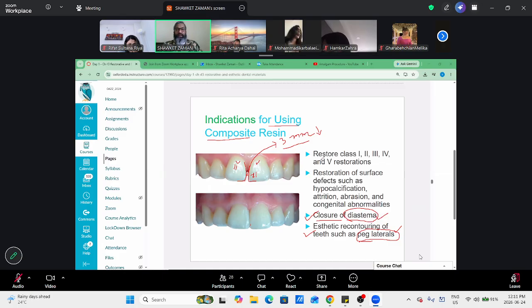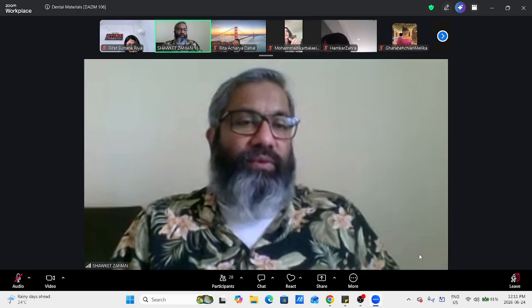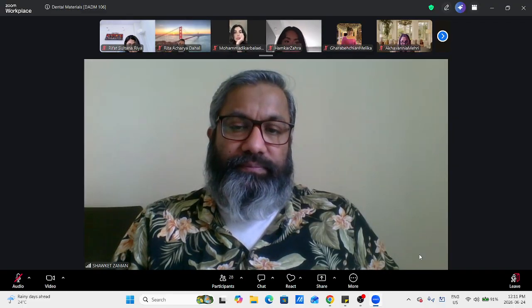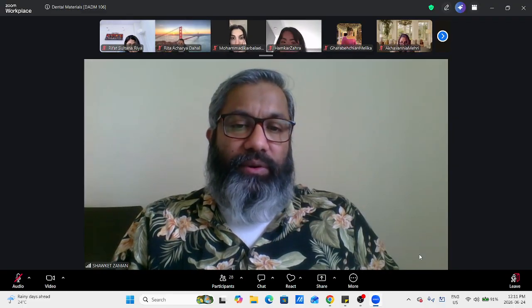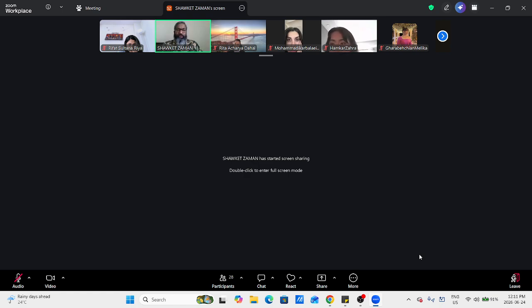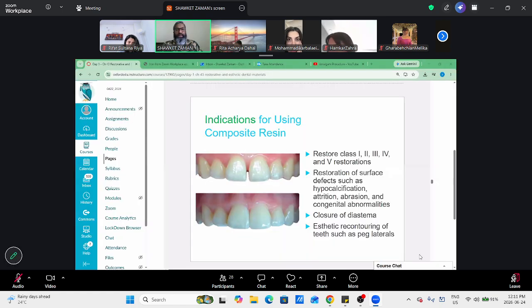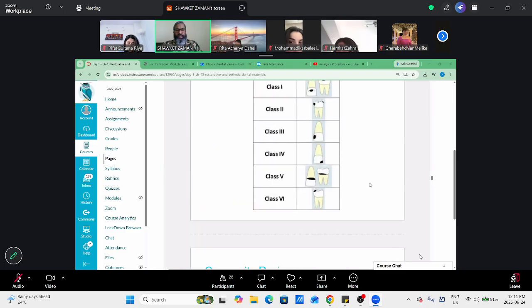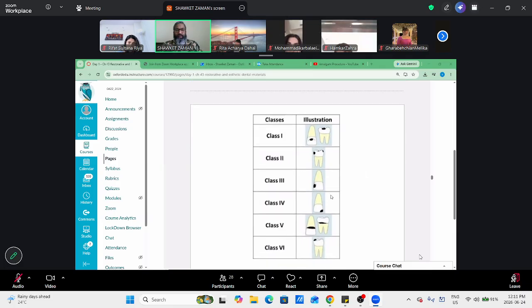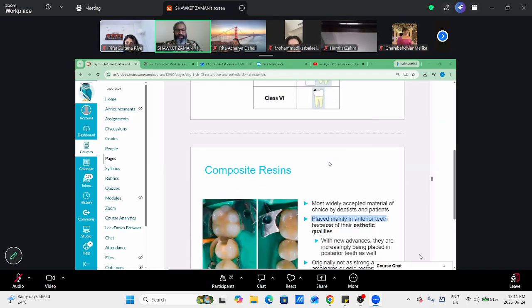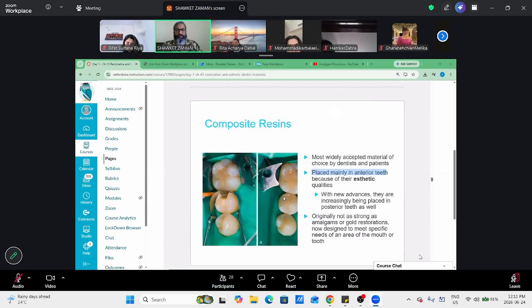So these are the uses of composite filling materials, very important to remember for your upcoming final exam. This is very important. Everybody should know about the uses or indications of the composite filling materials. That means we can use composite filling materials for any cavity because it matches the color. These are the pictorial presentations showing you examples of composite filling materials.